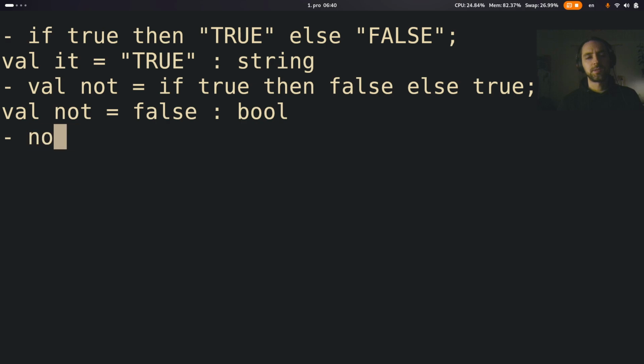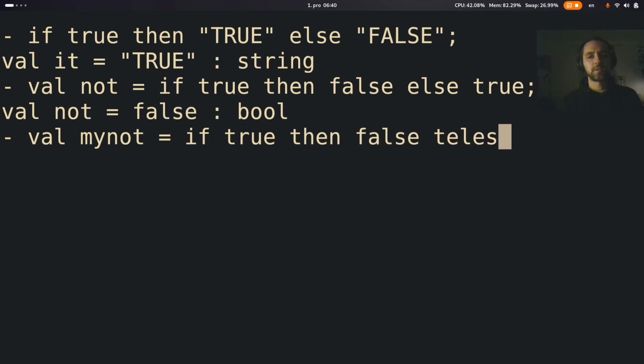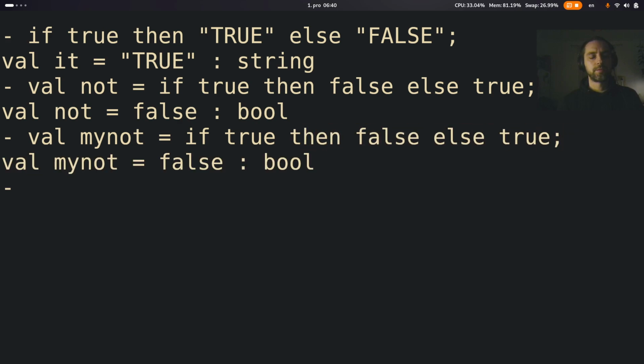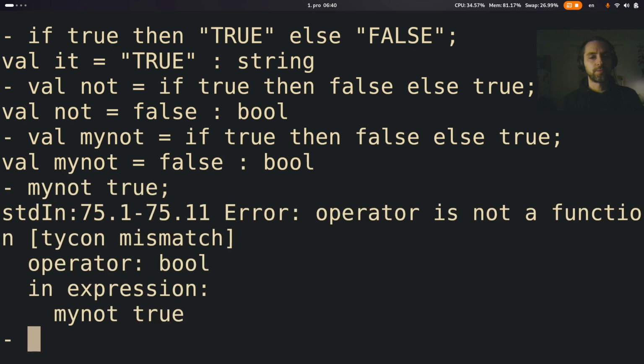So not. Wait, let's do my not. If true, then false, else true. So my not true. My not true. Yeah.